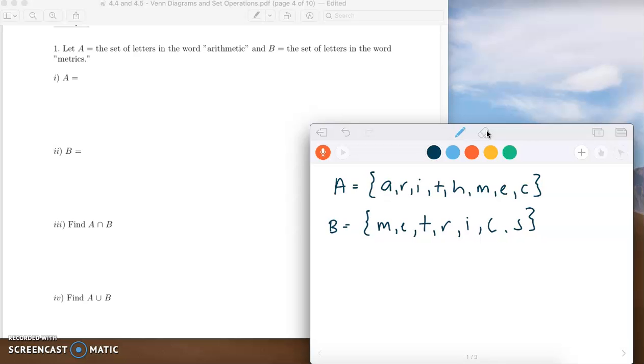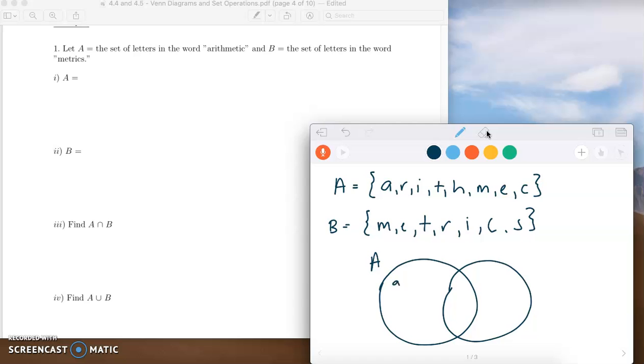Now, if we were to draw this, I could do something like this, although I'm probably not going to be able to fit it all in there perfectly. So let's say this is A. So we have A, which is only in A, and then we have R is in both, right? I is in both. T is in both. H is in A. M is in both. E is in both. C is in both. And I think S is the only one that's in B only. Is that right? Metrics. Yes, I believe so.